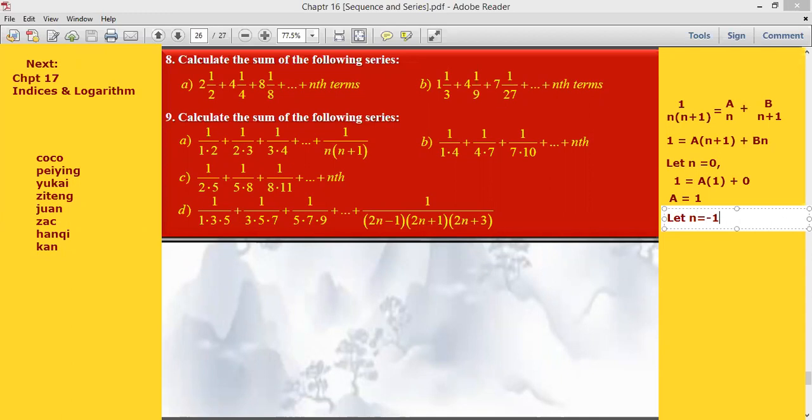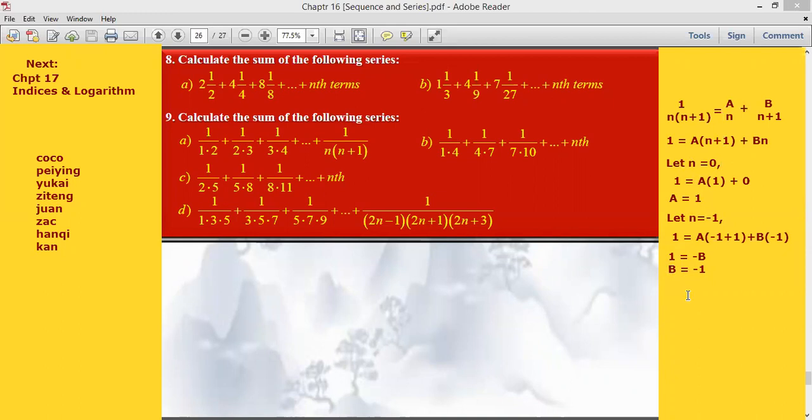Okay, next, let n be negative 1. Okay, 让它变成 negative 1. 所以来这个时候我们就把它代入 substitute back. Okay, 1 equals a times negative 1 plus 1, okay, so plus b times negative 1. Okay, so if we continue to calculate, 1 will be equal to negative b. So b will equal negative 1. Okay, so 我们就会得到 a 等于 1, b 等于 negative 1.